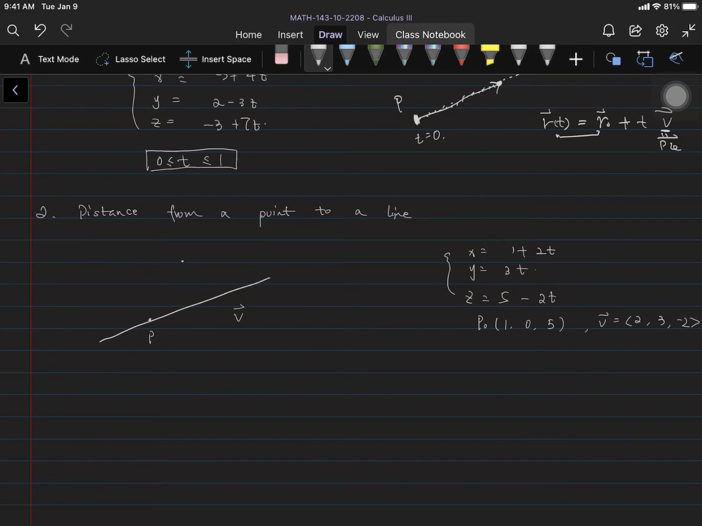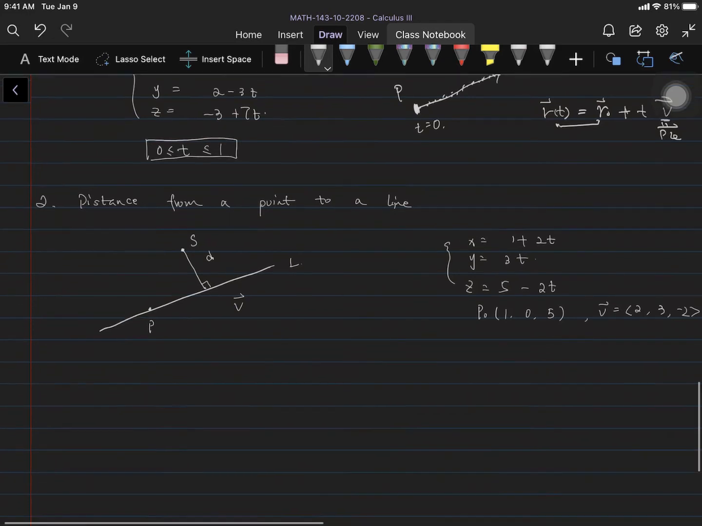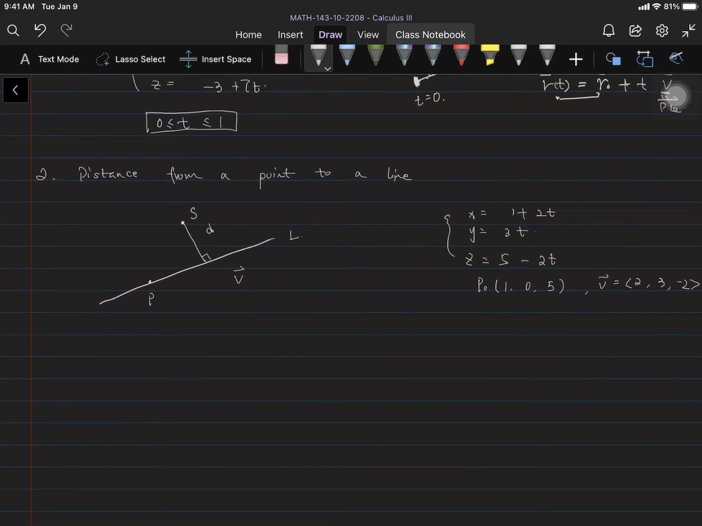And right now we have another point, and we want to find the distance. Distance is like here, d. If we draw a perpendicular line to the given line, the distance is just like this. So how to find this distance?